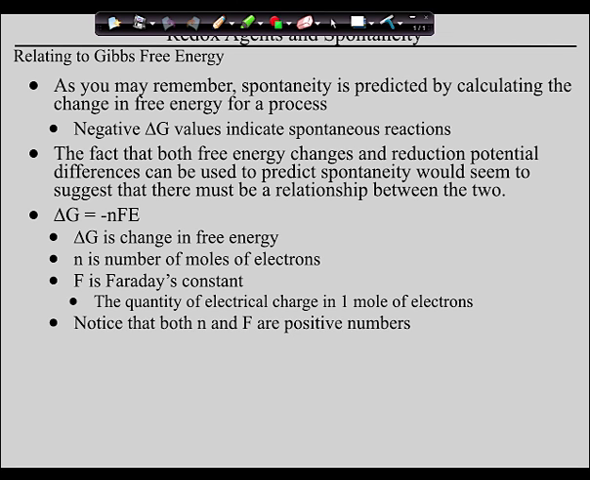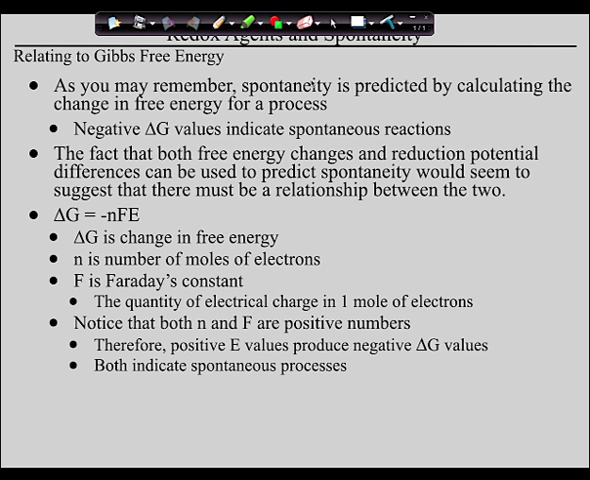A positive E, given that these two are always positive and there's a hanging negative sign, if voltage is positive, delta G is negative, both of those indicate spontaneity. And then similarly, if our voltage is negative, that makes the result of the right-hand side of the equation positive. Delta G is positive, indicating it's non-spontaneous. So our concepts line up relative to spontaneous and non-spontaneous because, again, positive voltages will result in negative delta G values because N and F are both positive and there's a negative sign there.